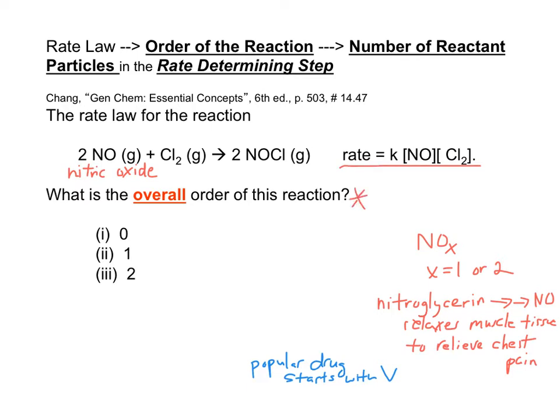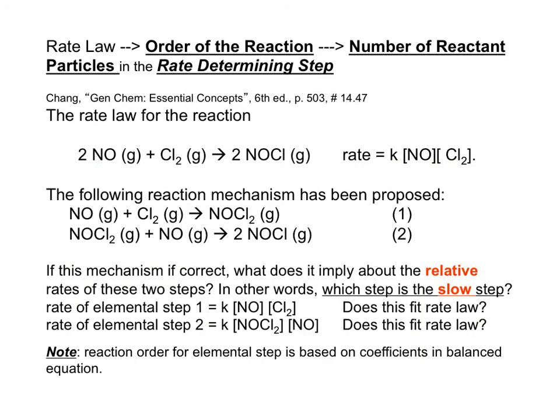Stop the video and answer this question. And the answer is, this means that 2 particles, one NO and one Cl2, are involved in the rate determining step of the reaction mechanism. Here is a reaction mechanism that's been proposed for this reaction. Note that it consists of 2 elementary steps. We can write a rate law for each elementary step based on the coefficients in the balanced chemical equation.